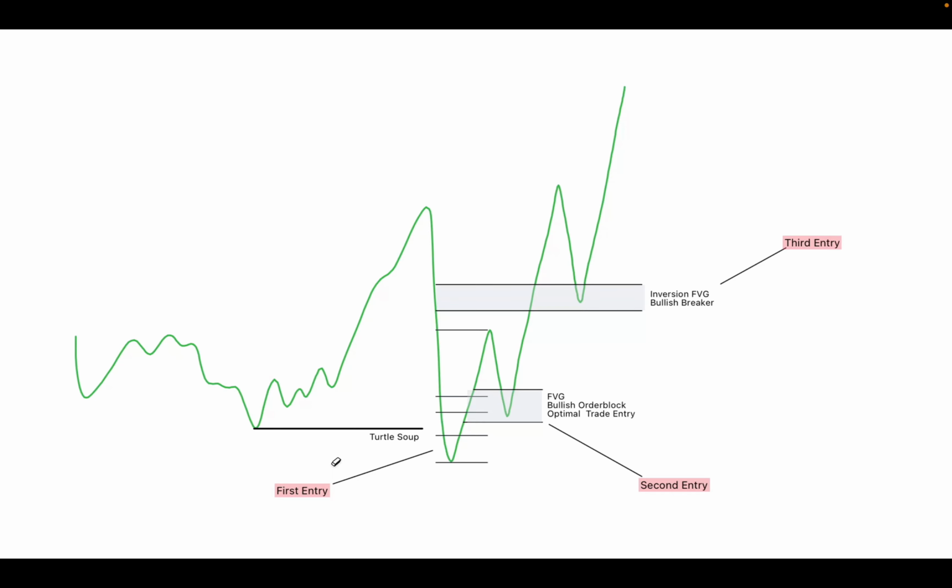Now, I don't really recommend trying to catch the total soup. Knowing a total soup happened is enough confirmation to enter with this fair value gap. This first entry over here, you would always get it, you cannot miss it.